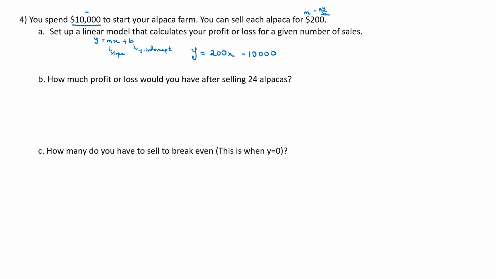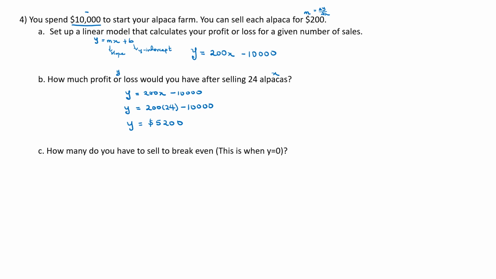To determine how much profit or loss, the amount in terms of profit or loss is given by y, and then the number of alpacas is given by x. And so in this case, we're solving for y. So if y is 200x minus 10,000, then we can put in place of x 24 and then solve for y.